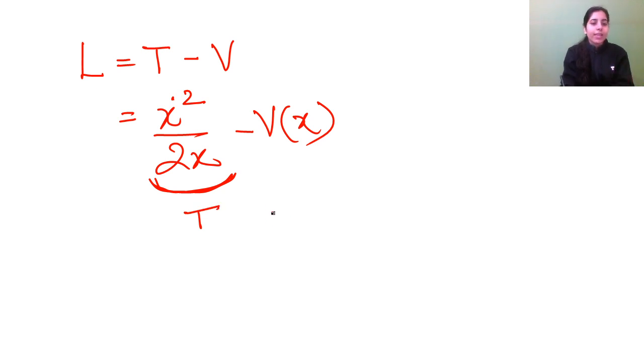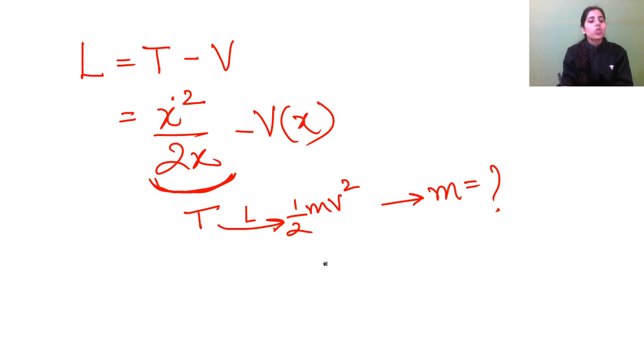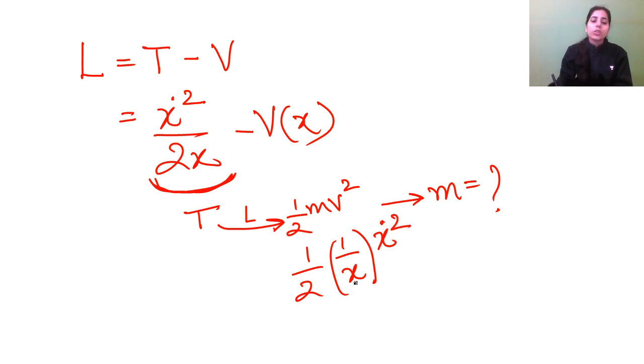Our trick is to relate the kinetic energy term present in the Lagrangian with half m v square and get the value of m from there. Clear? So what is m which you will get from here? If I write it this way, it is half m, and in place of m we will just get 1 upon x. And in place of v square you will get x dot square. So m is equal to 1 upon x.